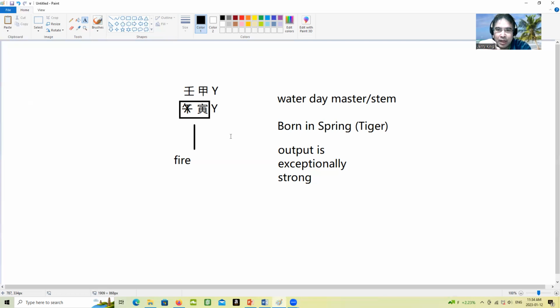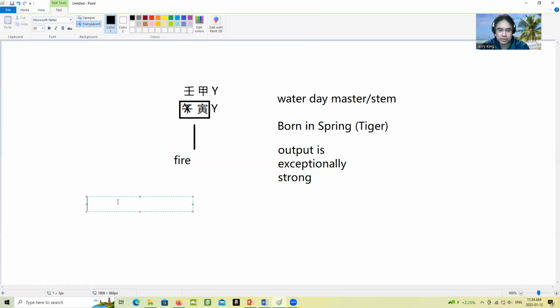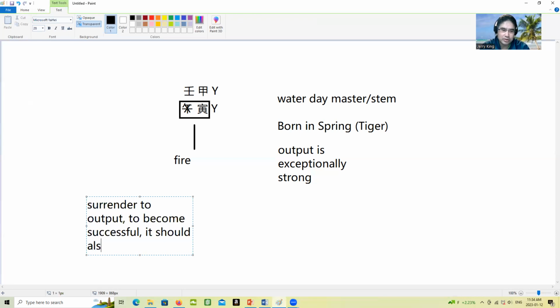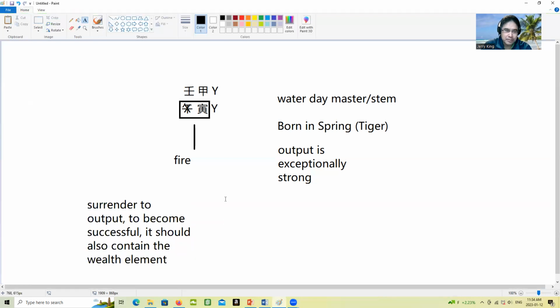So in this case, this person can use 2 flows. He can use wood and fire because wood supports the fire. Now the thing is, with surrender to output to become successful, it should also contain the wealth element. Okay, so the fire represents the wealth element. This is written in all classics. I'm just basically regurgitating what they're saying.